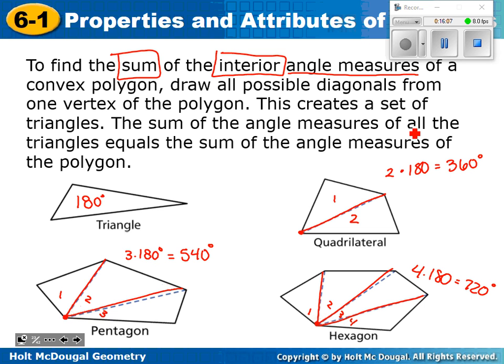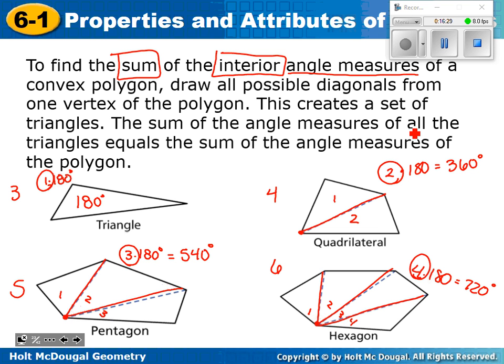So if it has 3 sides, it's going to be 180, so we do 1 times 180. If it had 4 sides, we did 2 times 180. If it had 5 sides, we did 3 times 180. If it had 6 sides, we did 4 times 180. Do you notice a pattern?